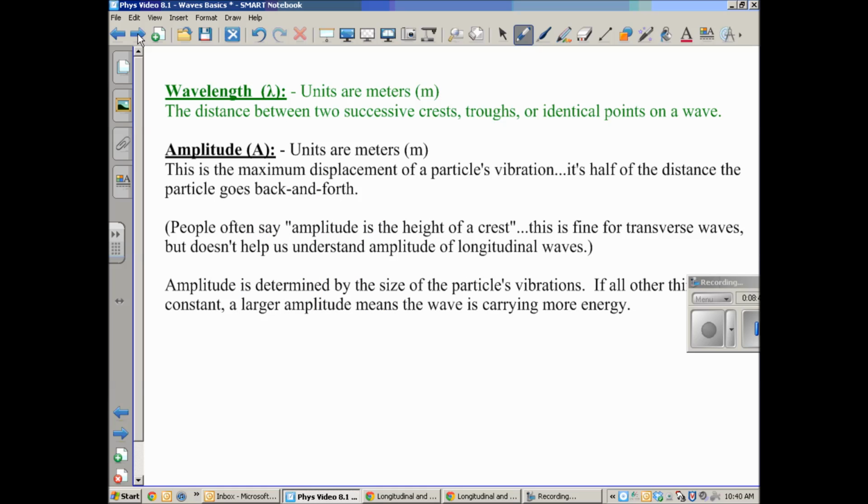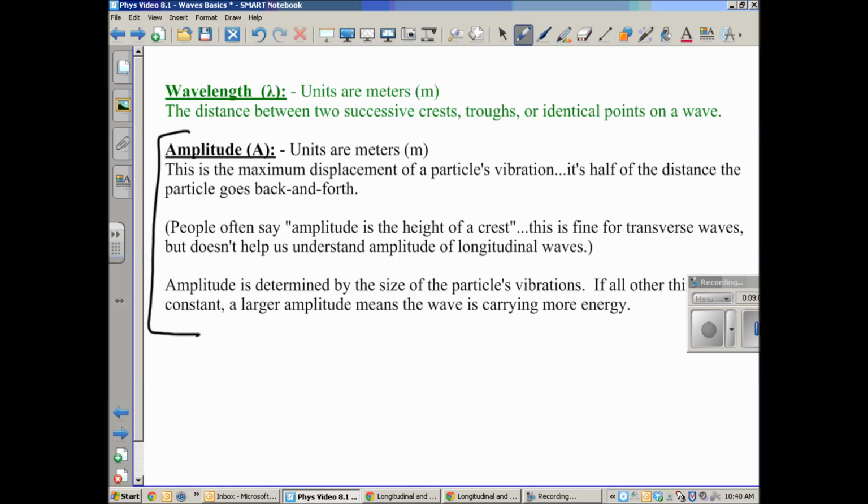Now let's talk about some other things that we can measure. First of all, I'm going to do this out of order. Amplitude, we just finished talking about. Amplitude is measured in meters, and it's the maximum displacement of a particle's vibration. It's half of the distance the particle goes back and forth. I just showed you that.